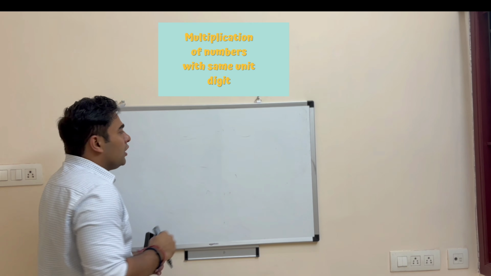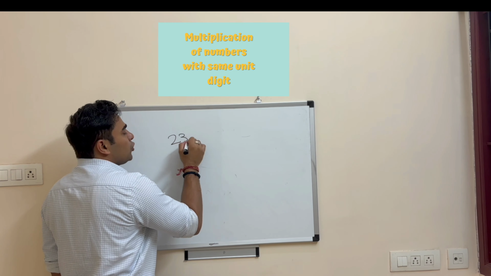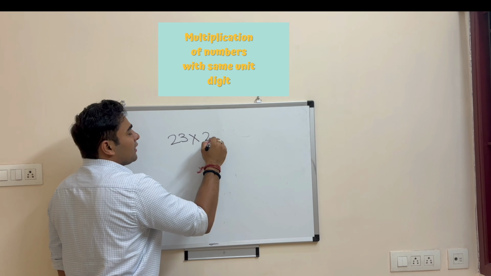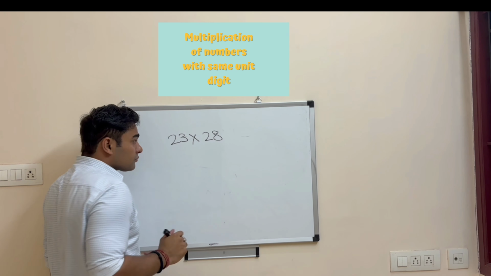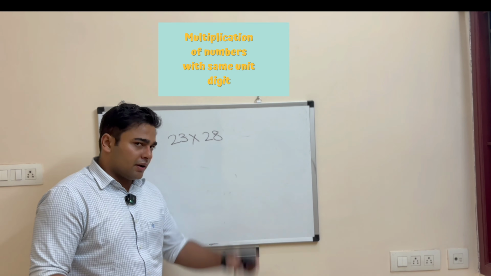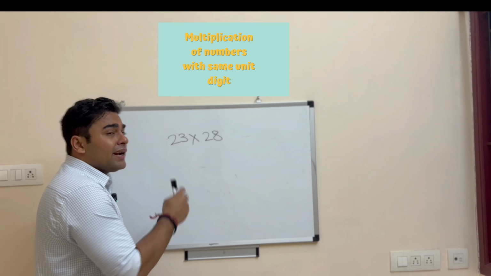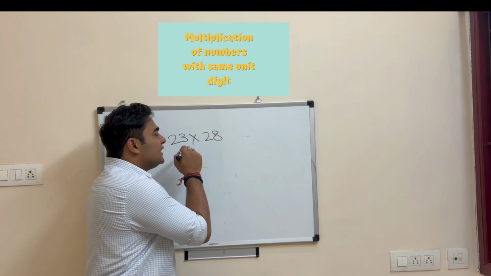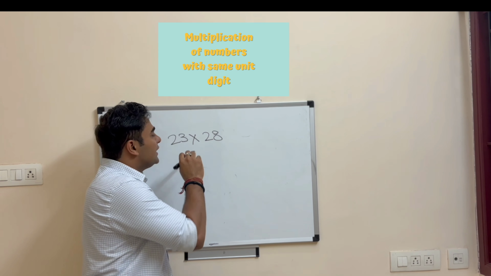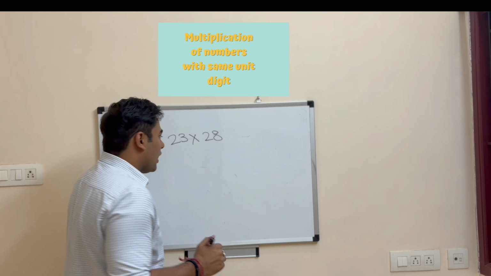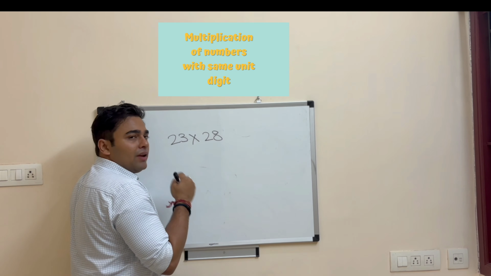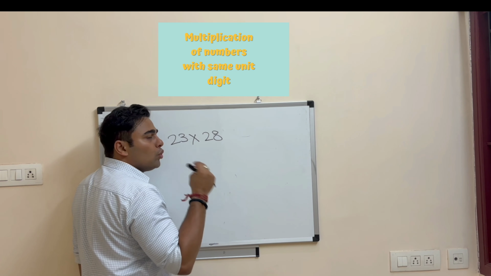So suppose the numbers are 23 into 28. Now here, it is very important to understand that these numbers are not equidistant. These are skewed rather, right? So in that case, we can easily solve it through a trick.